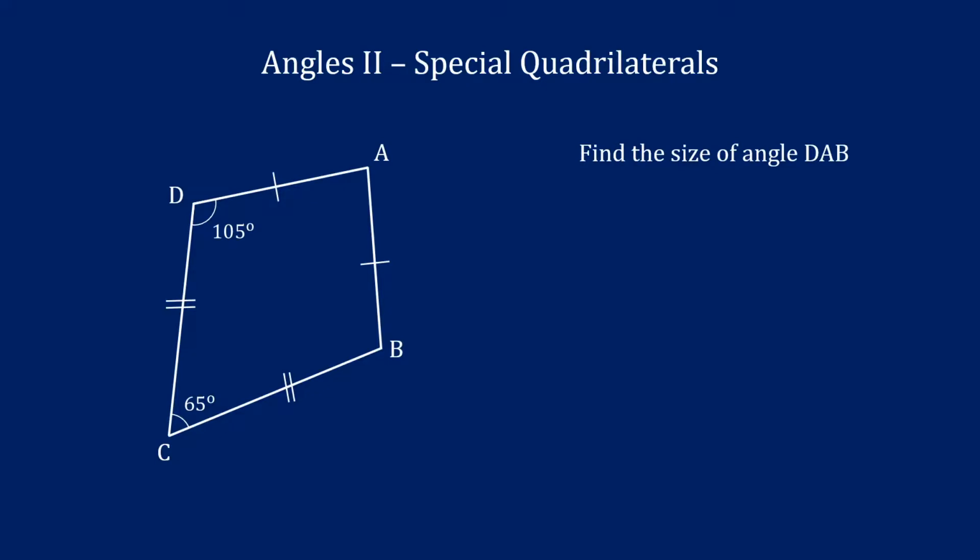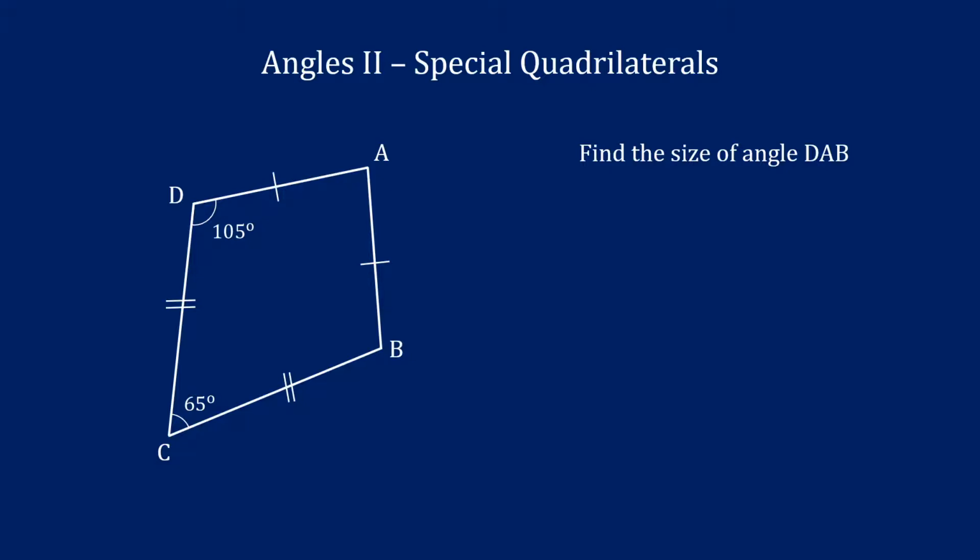Find the size of angle DAB. If you don't remember how to use 3-letter angle notation, go back to my video on angles in parallel lines. But the way the 3-letter notation works is we're starting from D, going to A, ending at B.